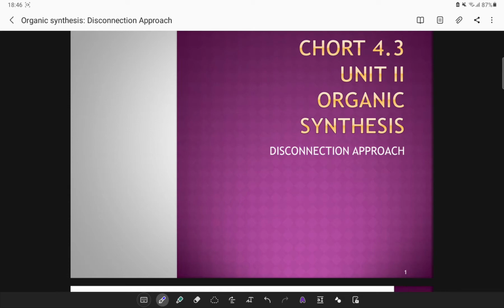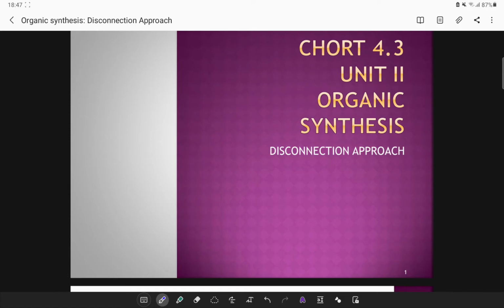This is how the concept of disconnection approach plays a very important role: given a target molecule, we can easily design a synthesis based on understanding the starting material and then breaking down the target molecule feasibly, so that we get the desired compound in a proper yield.